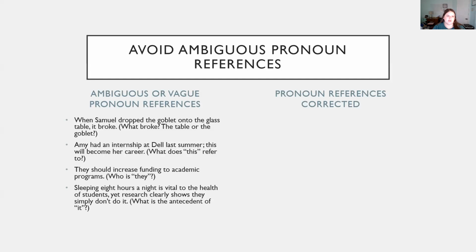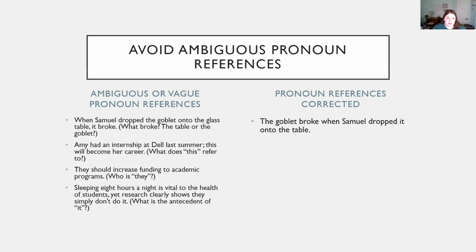An ambiguous or vague pronoun reference would be something like, when Samuel dropped the goblet onto the glass table, it broke. The reason why this is confusing is because you don't know what broke, if it was the table or the goblet. And so then you can make your sentence stronger by saying the goblet broke when Samuel dropped it onto the table. Here's another one.